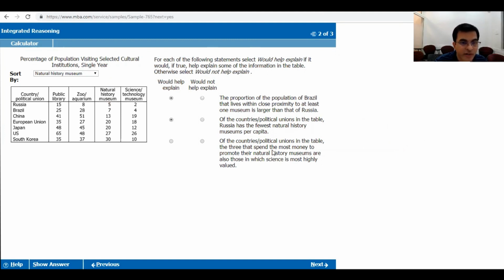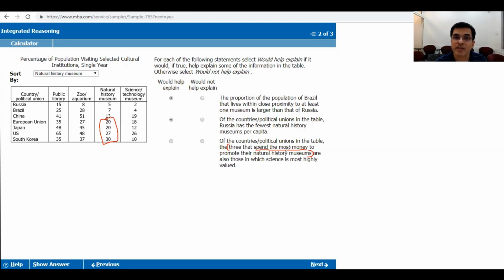So it says that of the countries in the table, the 3 that spend the most money to promote their natural history museums are also those in which science is most highly valued. Now, if we have already sorted on natural history, we can already see the 3 top countries; in fact, there's a tie here. So these are the top players in terms of percentage of their population visiting natural history. Here we are saying the 3 that spend the most money to promote.